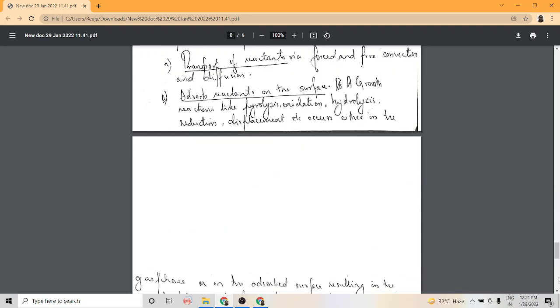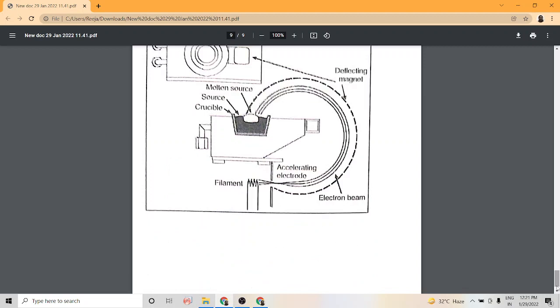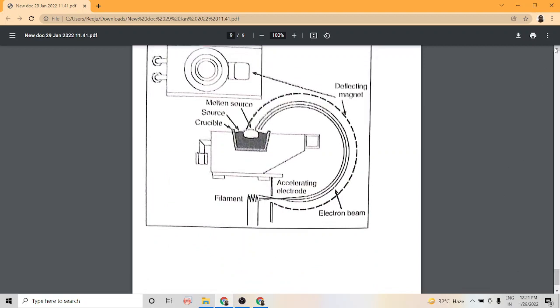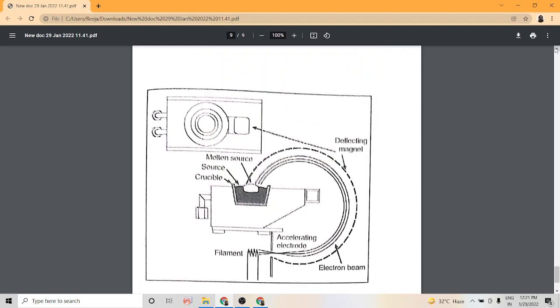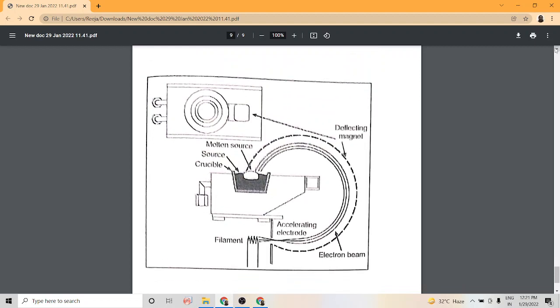I'll show you the figure of an electron beam evaporation unit. The figure is taken from the same text, Introduction to Nanoscience and Nanotechnology by K.K. Chattopadhyay and A.N. Banerjee, a book of study.